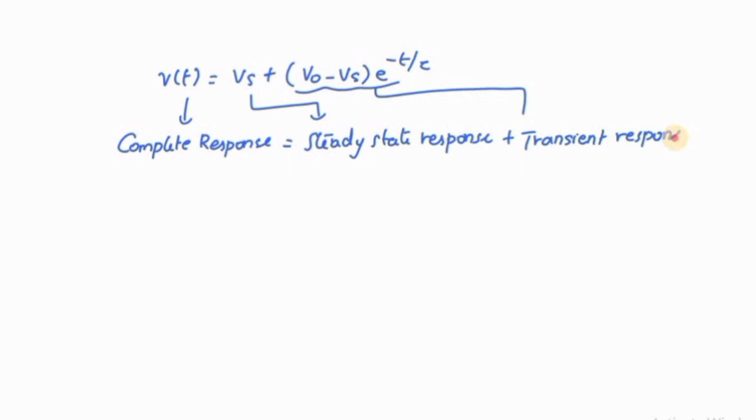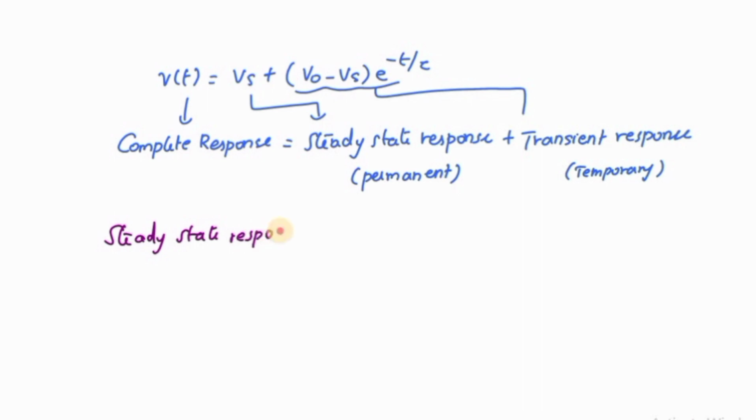So steady state response means it is a permanent state. Okay, transient response means it is a temporary state. Why is it a temporary state? Because it has e power minus t divided by tau. So at infinity, t is equal to infinity, it goes to 0, and therefore it remains temporary, and in the steady state response, you see, it is Vs. So Vs is always present, right, for a long time.